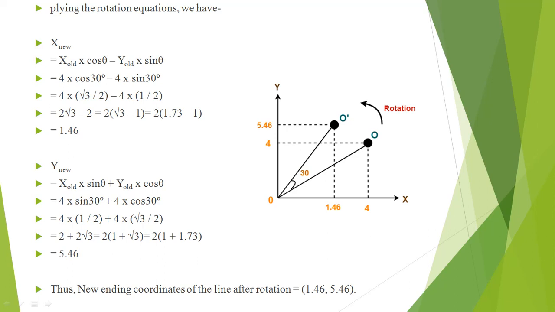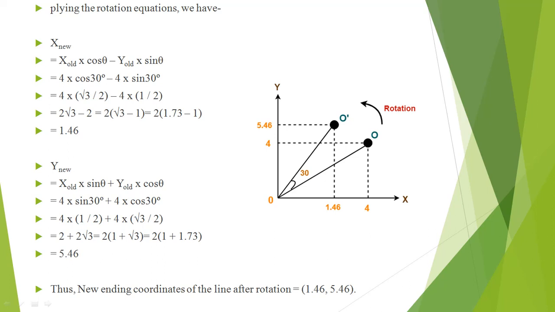After calculating, we get the value 1.46 for x new. Similarly, we perform the operations for y new on the y axis. So y new is calculated as x old into sin theta plus y old into cos theta. We know the values of x old, y old and theta, so we put theta equal to 30 and x old, y old as 4, 4. After calculating, we get x new equal to 1.46 and y new equal to 5.46.